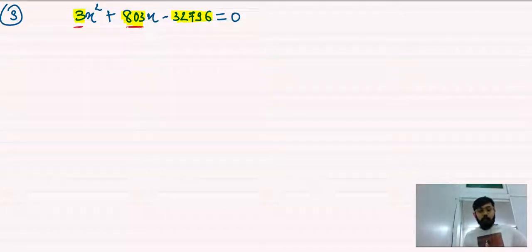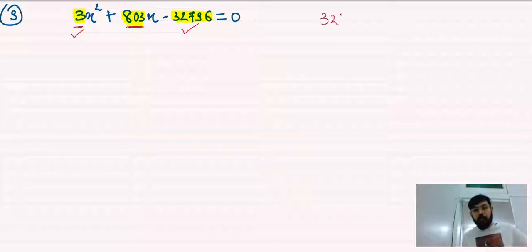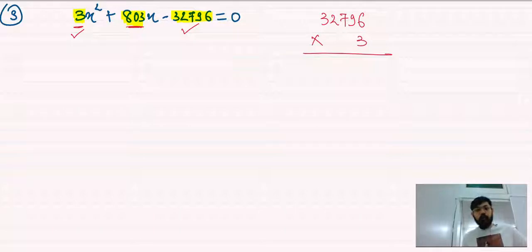So the next step, as we already know, is to take the coefficient of x square and the constant term and multiply them. 32796 is to be multiplied with 3. Wow, a huge number. 6 threes are 18, 1 carry, 3 nines are 27, 27 plus 1 is 28, 2 carry, 3 sevens are 21 plus 2, 23, 2 carry, 3 twos are 6 plus 2, 8, and 3 threes are 9.